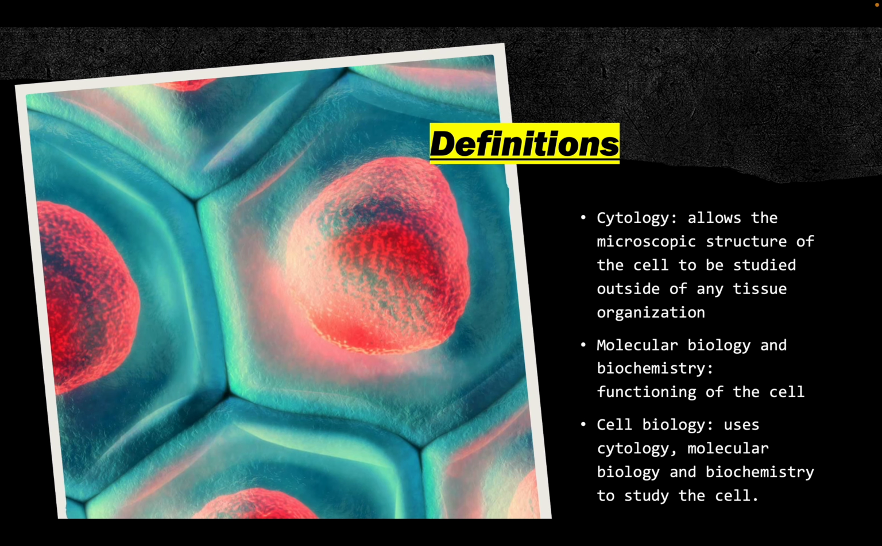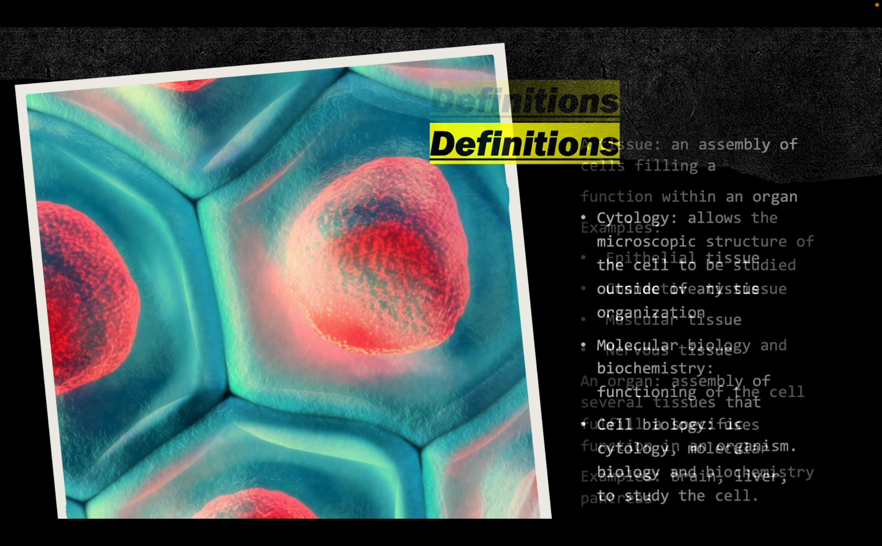Cytology allows the microscopic structure of the cell to be studied outside of any tissue organization. Molecular biology and biochemistry study the functioning of the cell. Cell biology uses cytology, molecular biology, and biochemistry to study the cell.